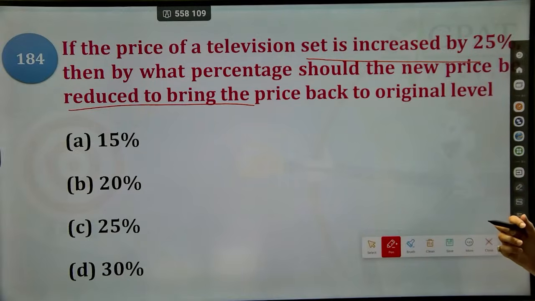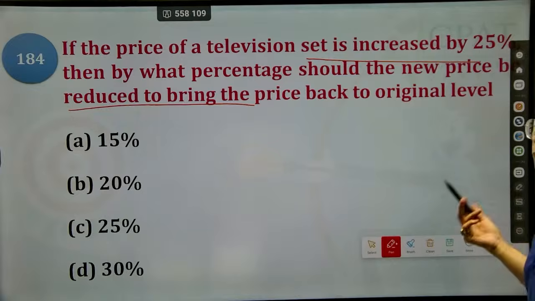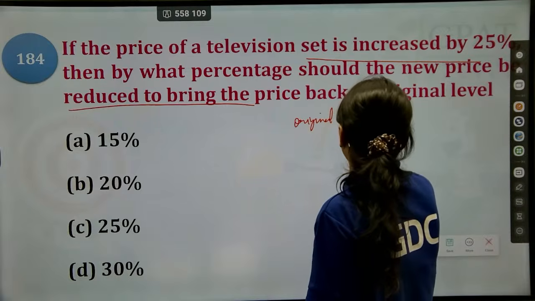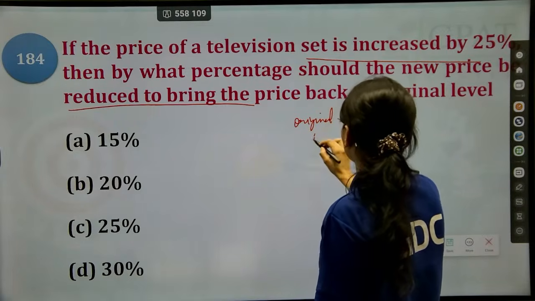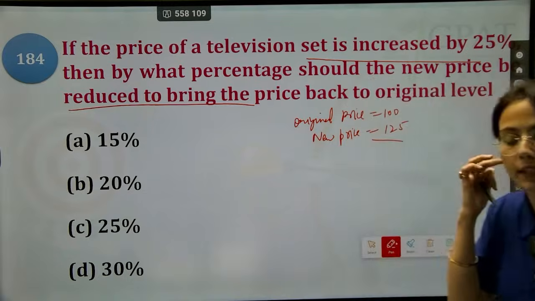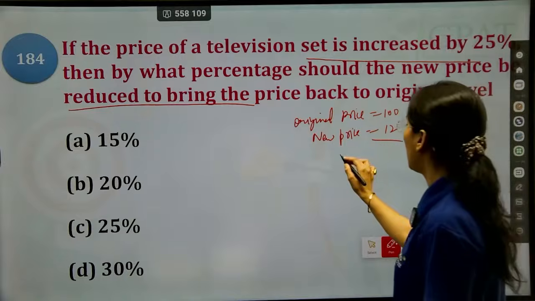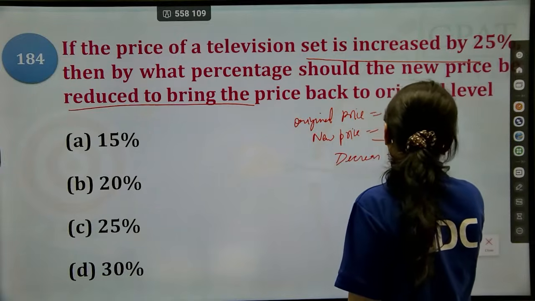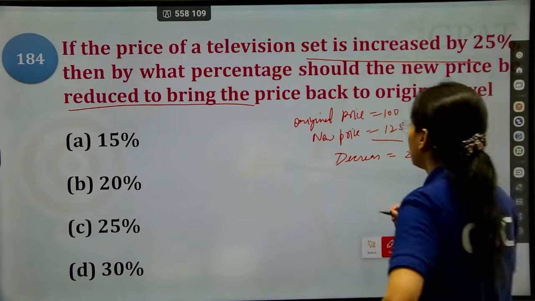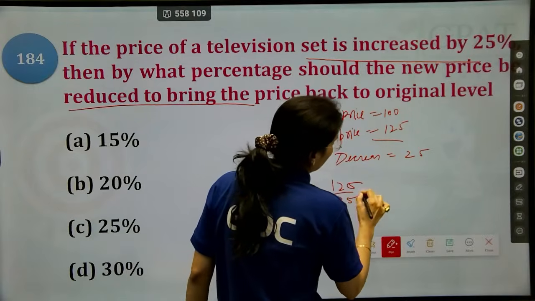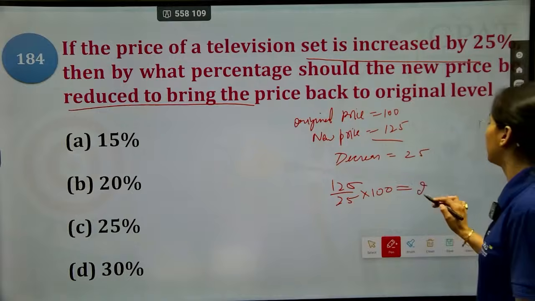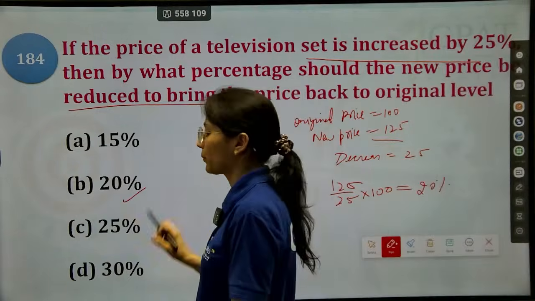Okay, so the original price is 100. The new price, with a 25% increase, is 125. So the decrease is 125 minus 100, that is 25. So the percentage decrease is 25 upon 125 multiplied by 100. The answer we will get is 20%. Option B is correct.